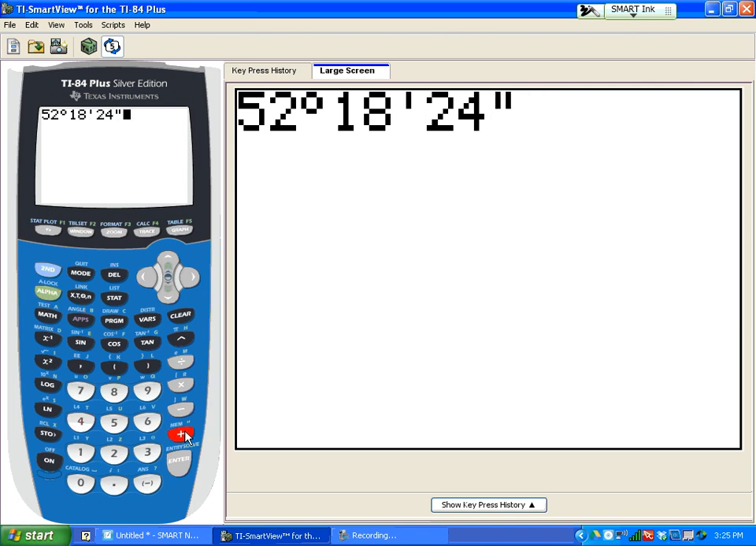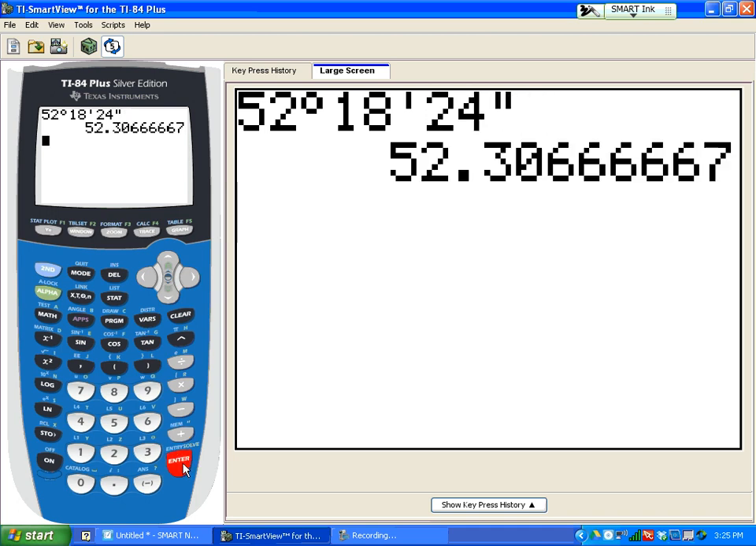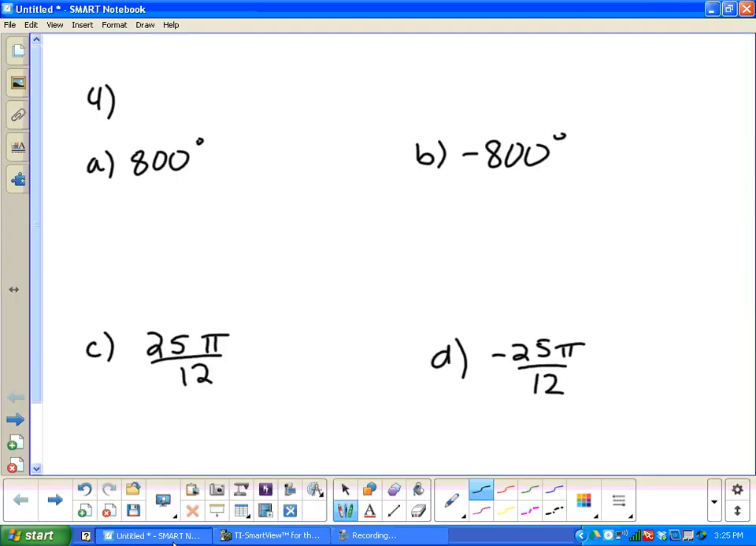So now that's 52 degrees, 18 minutes, 24 seconds, and all I have to do here is hit equals, and it will give me the decimal value for that. The directions said rounding to the nearest thousandths. So to the nearest thousandths, that would be 52.30, and it would round up to 7. So my answer there would be 52.307 degrees. I really need to put my degree symbol in there so someone doesn't read it as a radian measure. Okay, now let's look at the other ones.